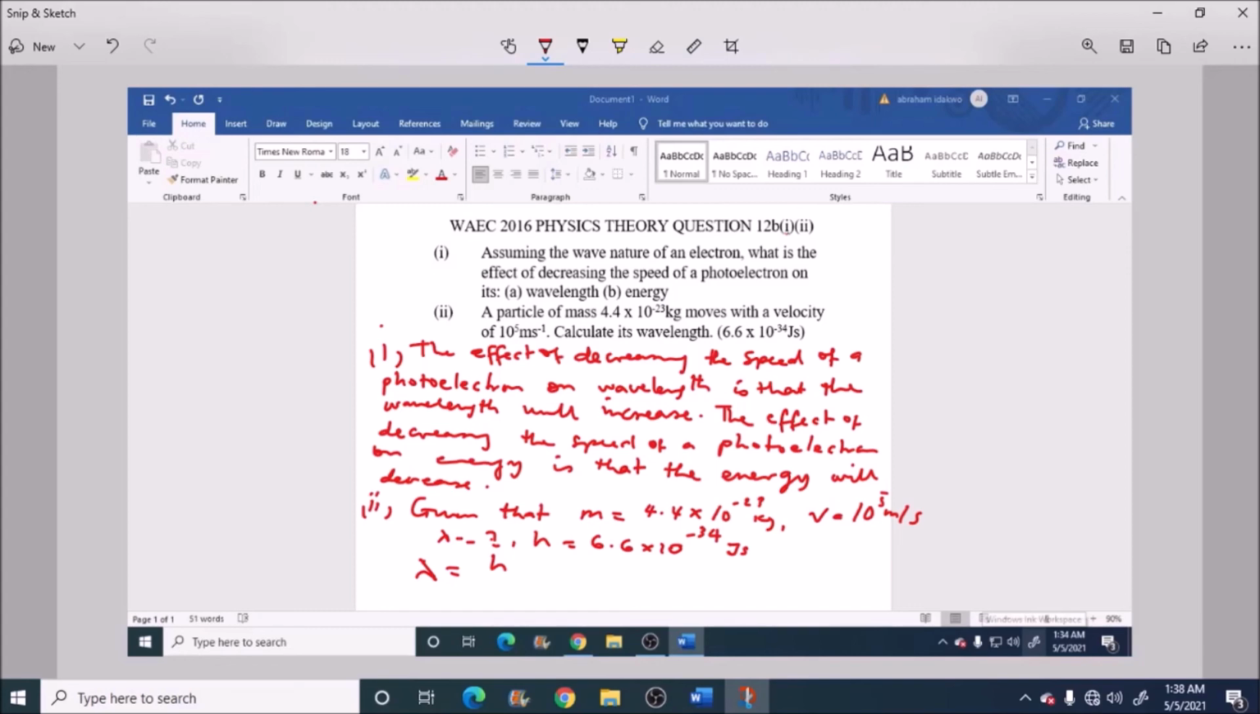So this will be 6.6 times 10 raised to power minus 34 upon the mass 4.4 times 10 raised to power minus 23 times 10 raised to power 5. So our final answer would be 1.5 times 10 raised to power minus 16 meter. And that's the solution to question 12b, Roman figure 1 and Roman figure 2.